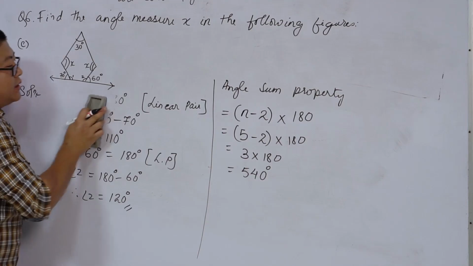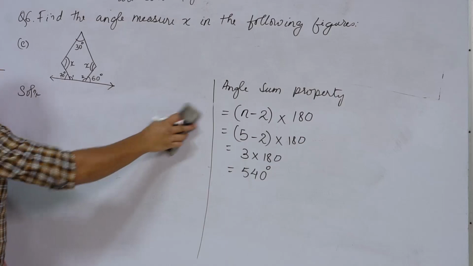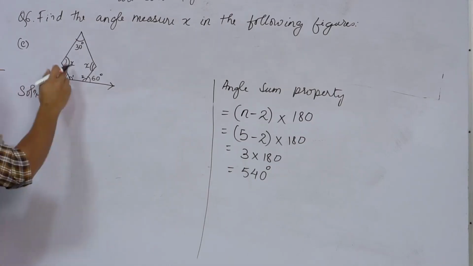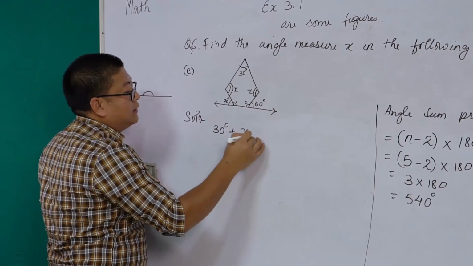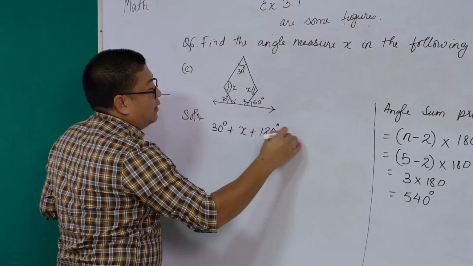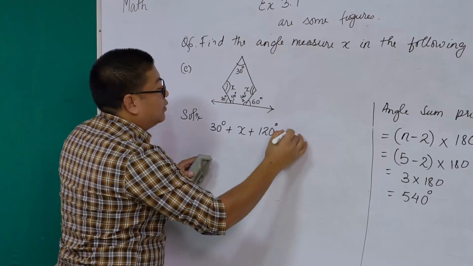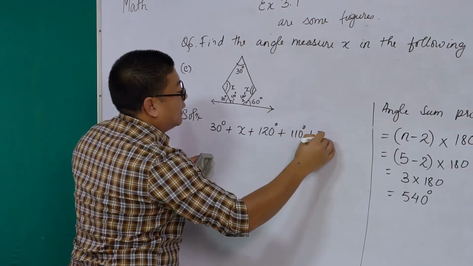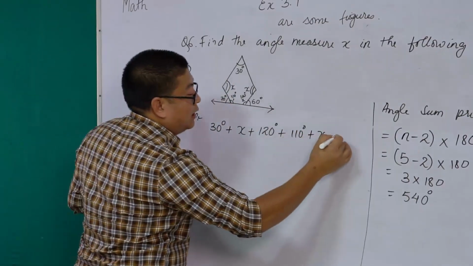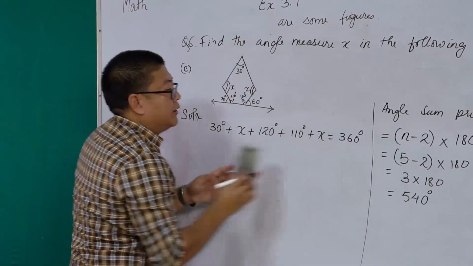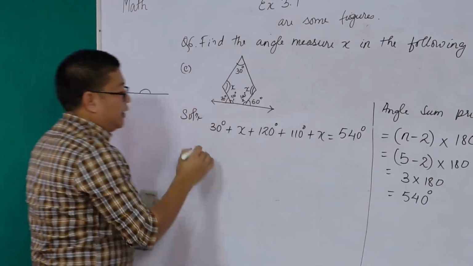Now, if you're done with this, let me rub this. After that, finally, to find x, we're going to add up all the angles. We got this 120, we got this 110. So 30 plus x plus 110 plus 120 plus 110 plus x. We got 540, so it should be equal to 540.